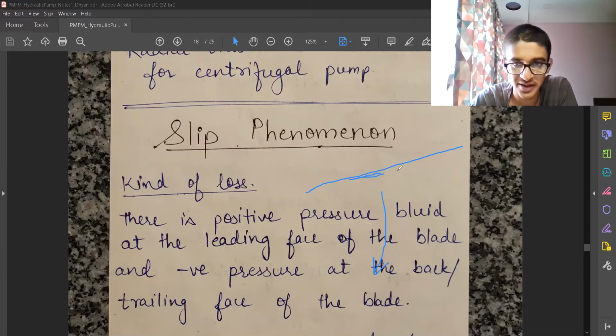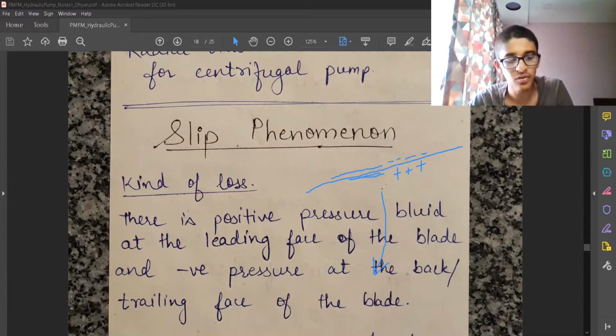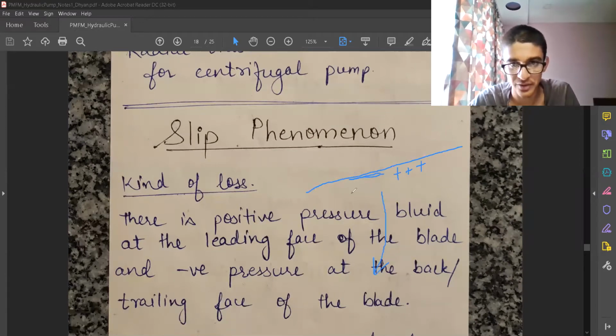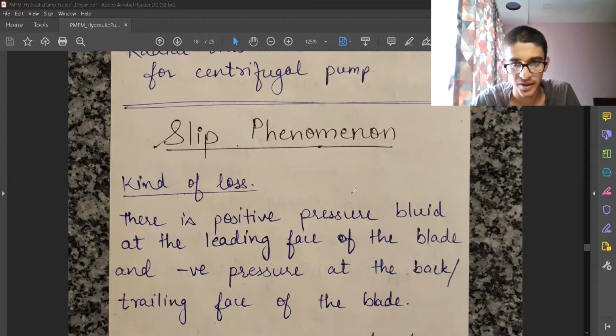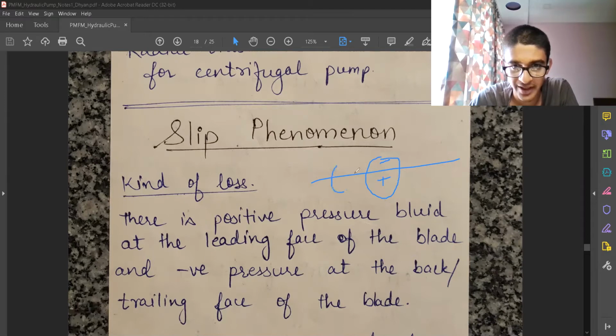So a positive pressure is built up at the leading face of the blade, and a negative pressure at the back or the trailing face of the blade. So this is the trailing face. So here we have negative pressure. These are negative gauge pressures with respect to atmospheric pressure. So there is a pressure gradient. Over here we have positive and negative. There is a pressure gradient, and these pressure gradients will drive the liquid to flow around the blade itself.